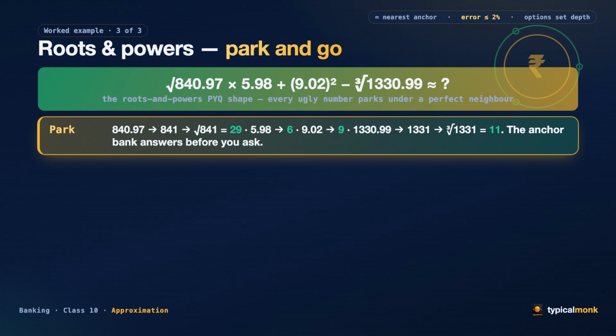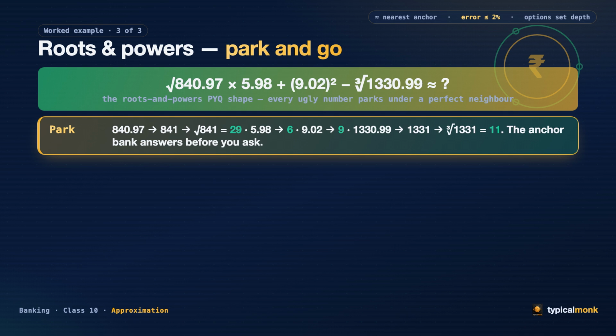The third worked example, the roots and powers shape, where every ugly number parks under a perfect neighbor. The square root of 840.97 into 5.98 plus 9.02 squared minus the cube root of 1330.9, approximately what?